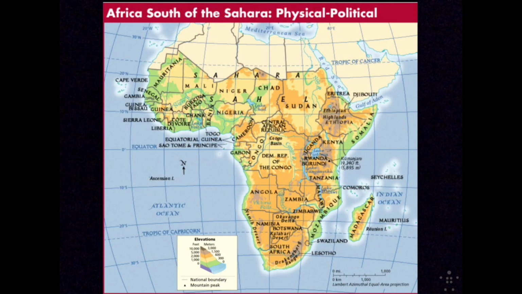In this section of notes, we're going to be looking at the physical geography, the climate, and the vegetation. I want to start off with the physical geography. Number one, plateaus, highlands, and mountains.